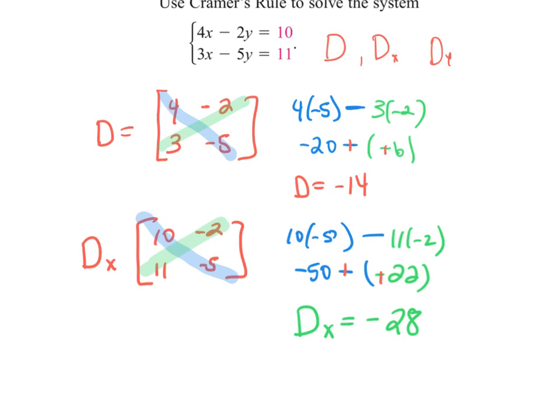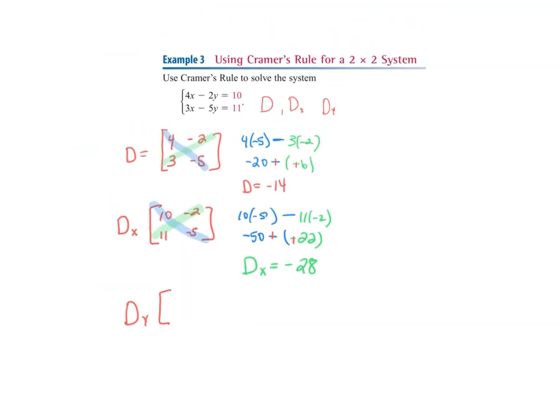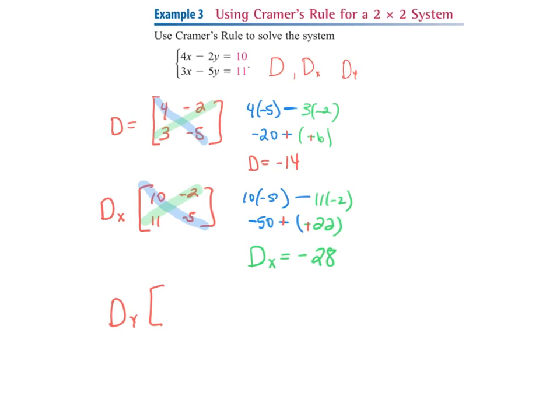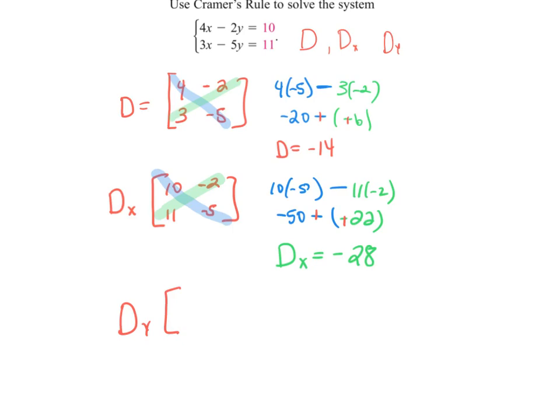Now I'm going to do the exact same thing, but I'm going to find D sub what? Instead of the y's coefficients, not the x's, I'm going to put the answers. What am I going to plug in for the x's? I put 4 and 3. For the y's, what do I put? 10 and 11. I put the answers. Whatever little letter you're looking for, D sub x, D sub y, D sub z, you just put the answers in that column. And now we do the exact same thing, guys.